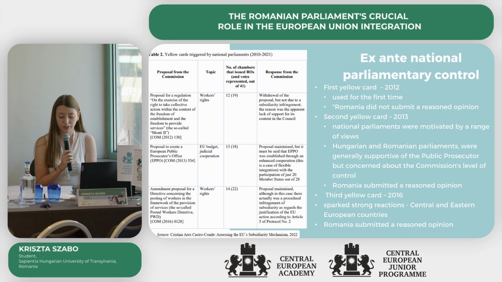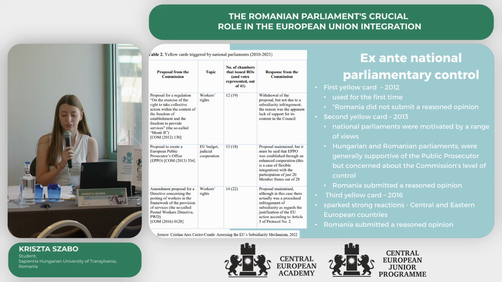If reasoned opinions account for at least 1/3 of the votes allocated to national parliaments, the draft must be reviewed, triggering what is known as a yellow card. This threshold is lower, 1/4, for draft legislative acts relating to freedom, security, and justice. In both cases, the Commission has 3 options after the review: either to maintain the proposal in its original form, amend it, or withdraw it.